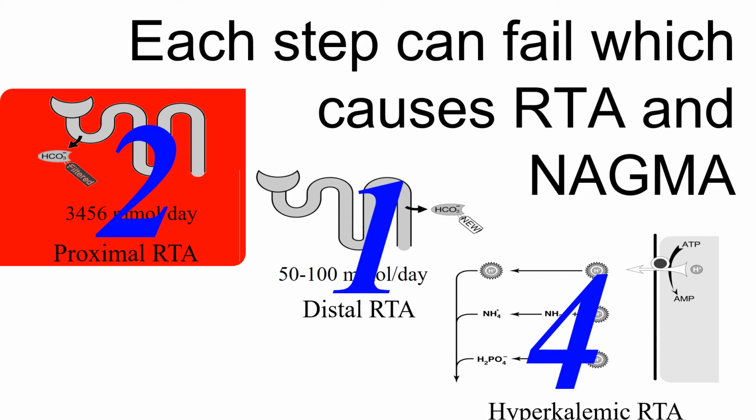So let's look at type 2 or proximal RTA in a little more detail. I personally like to think of them as proximal and distal rather than 1 and 2, where we get very confused. Physiologically, I think it's much easier to imagine where the disorder is by thinking of them as proximal, which is a problem with reabsorption of bicarbonate, and distal, which is a problem with secretion of the hydrogen.